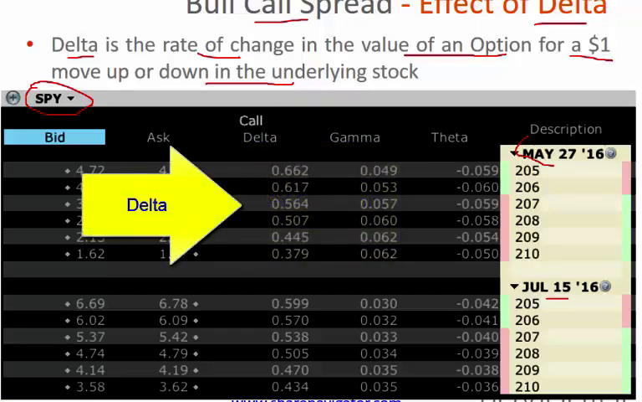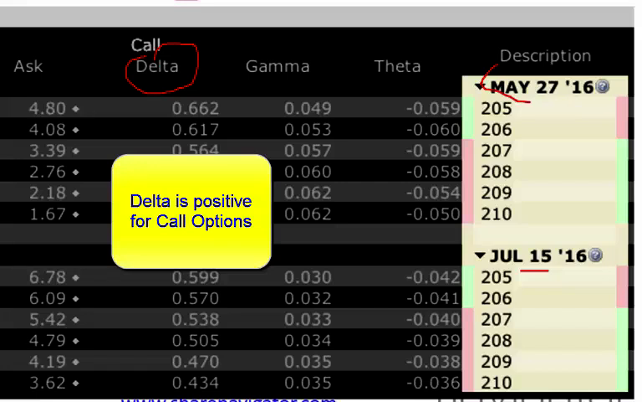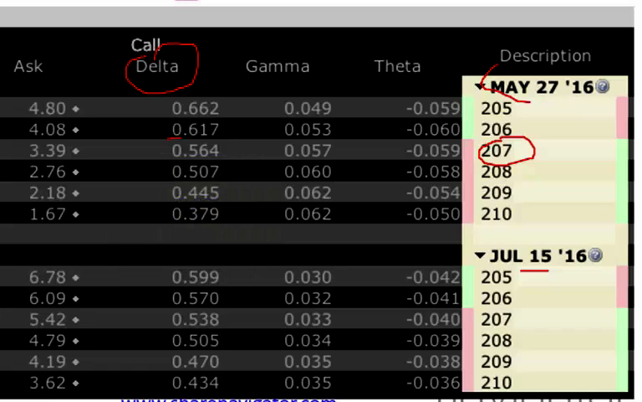And you can see here that you've got a delta value for the call options in the middle of your screen. So the first thing to note is that delta for call options are positive numbers. So let's look at the 207 May 27th call option, and you can see that the delta here is 0.564. What does that mean? That means that if the share price of SPY went up by $1, the value of the call option for 207 strike would go up by 56 cents. And vice versa, if the share price falls by $1, the value of the 207 call option will go down by 56 cents.